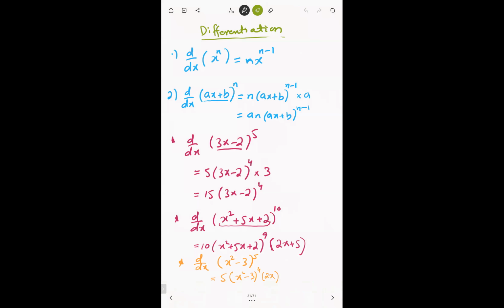Then if there is a whole power, (ax plus b) whole power n, its differentiation is: the power n will become the coefficient, the base ax plus b stays as it is, subtract 1 from the power, and the additional thing is that you have to multiply with the derivative of the inner of the base. For example, (3x minus 2) whole power 5. If you want to differentiate this, the power 5 will become the coefficient, 5 into (3x minus 2) whole power 4, into the derivative of the inner, which is 3. So that is how you do this.